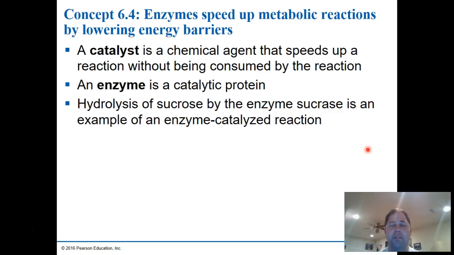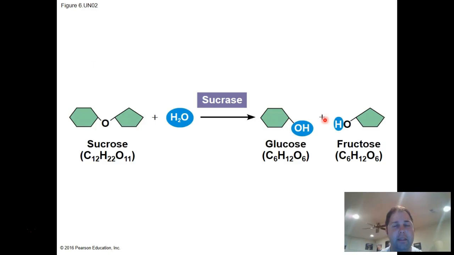So hydrolysis of sucrose by the enzyme sucrase is an example of this. And we talked about how sucrase, we know it's an enzyme because it ends with -ase. So anything that ends in -ase is going to be an enzyme, and the enzyme sucrase simply takes sucrose and helps us hydrolyze it into glucose and fructose.